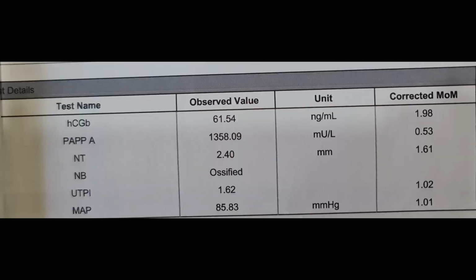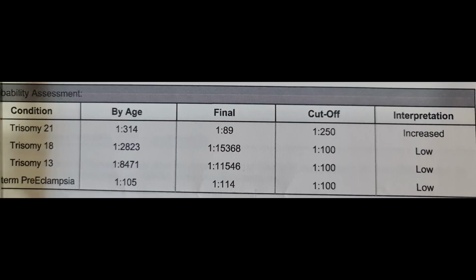This information is now entered into a software, and we need to also correlate it with the PAPP-A levels, and the software will tell us the possibility of this woman developing preeclampsia. As an example, you can see in this patient, the possibility of developing preeclampsia would be 1 in 114, where the cutoff was 1 in 100.